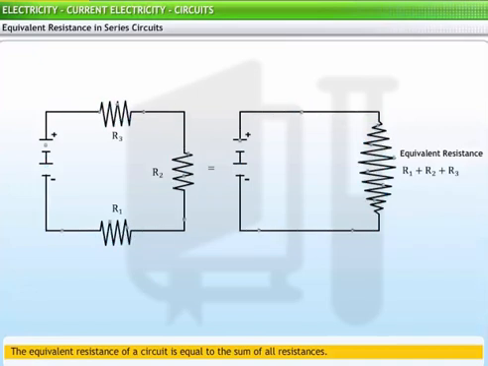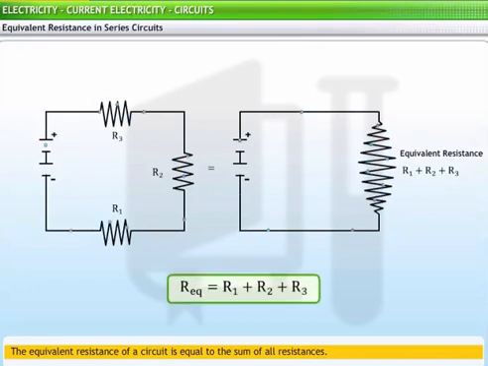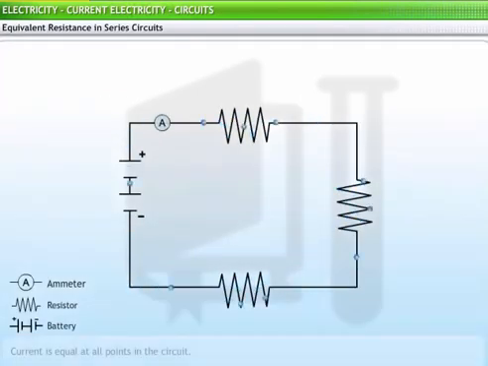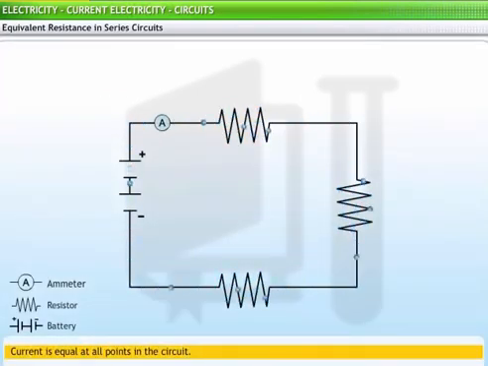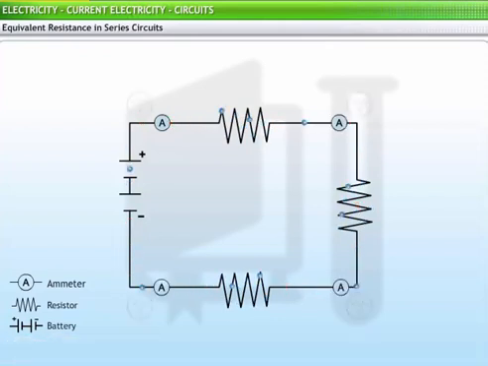For series circuits, the mathematical formula for computing the equivalent resistance, R equivalent, is equal to R1 plus R2 plus R3. The current in a series circuit is equal at all points. Charge does not pile up and begin to accumulate at any given location. Therefore, the current at one location is never more than that at other locations.